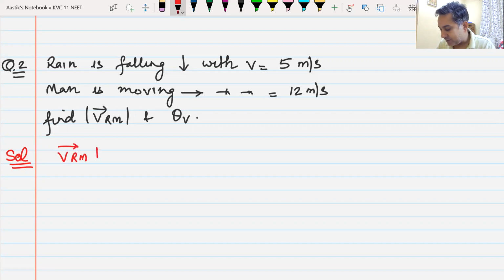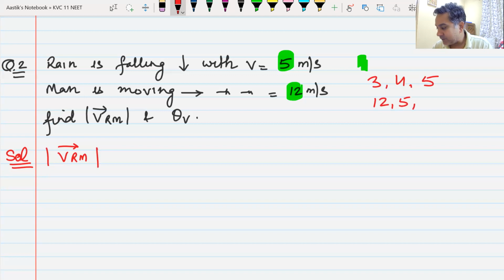The magnitude. Remember, why did I give you this? Remember these Pythagorean triplets. What do you mean by Pythagorean triplets? One number square plus two number square is the third number square. The Pythagorean triplets are 3, 4, 5. Do we understand? Yes, sir. 12, 5, 13.